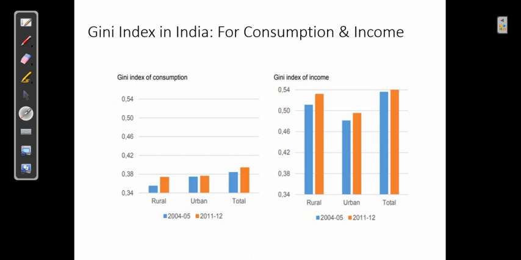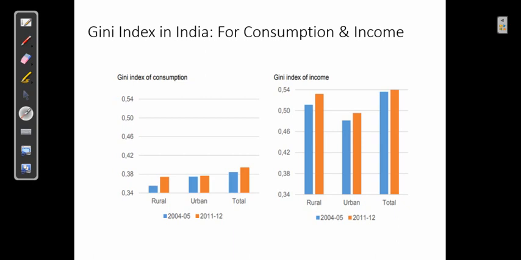So in rural areas, consumption inequality has increased from 2004 to 2011-12. Earlier it was represented by a figure somewhere around 0.35. Now it is around 0.37. In urban areas, consumption inequality has remained more or less the same between 2004-5 and 2011-12, while in India the overall consumption inequality is around 0.39, which has also remained nearly the same. In fact, it has relatively increased from 2004-5 to 2011-12.